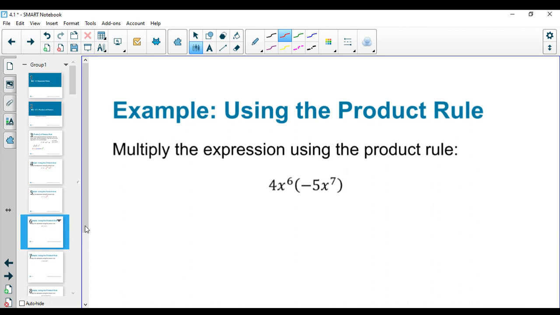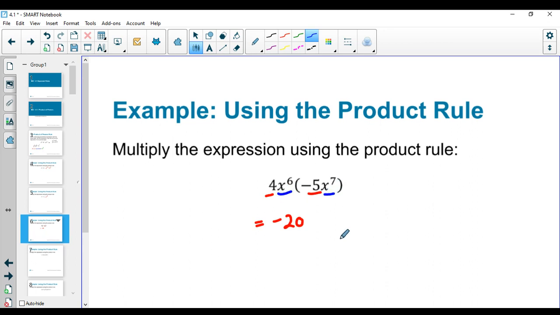These are easy enough. Now, when we have ones like this, remember what's in between all of these: multiplication. This is 4 times x to the 6th times -5 times x to the 7th. And when I multiply, I can multiply in any order. 4 times 3 is the same thing as 3 times 4. It doesn't matter. And so every single time, I'm always going to do the numbers first. So 4 times -5 is going to give me -20. And then I'm going to do the x's.